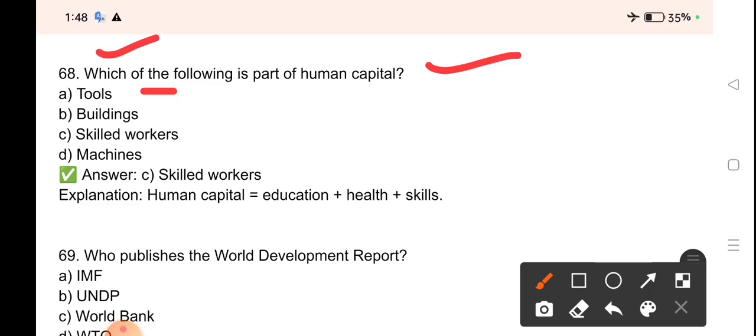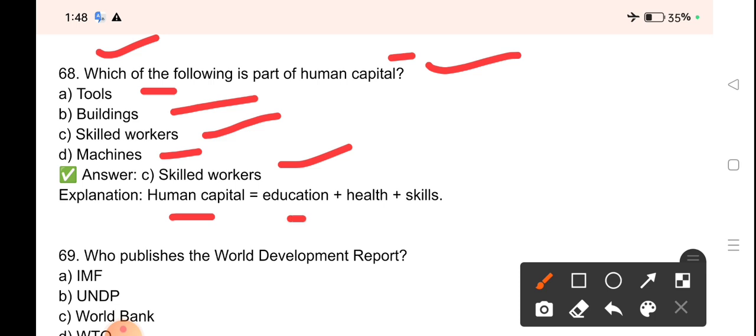Which of the following is part of human capital? Tools, buildings, skilled workers, machines. Skilled workers. Skilled workers are a part of human capital. Human capital equals education plus health plus skills.